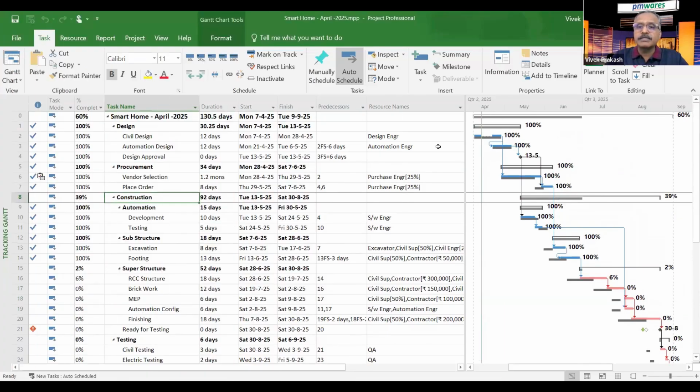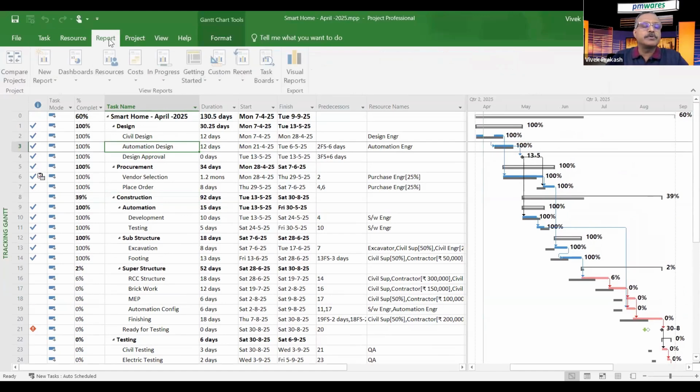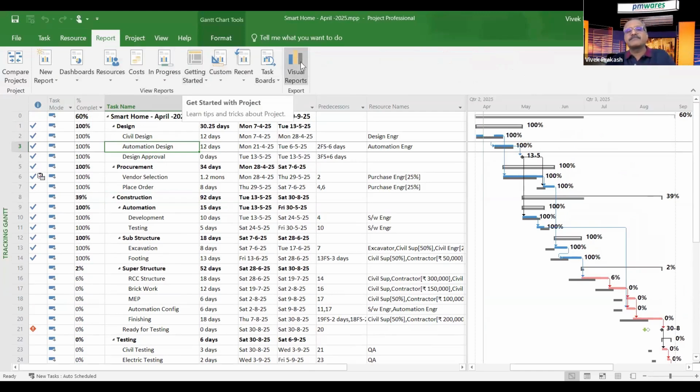So now let's look at the reporting portion, how we can report. If you go to the report part, you will see there are two sections, view reports and export. The view reports section was introduced in 2013 only. Before that, this section was not there. There were some tabular reports and there are visual reports.